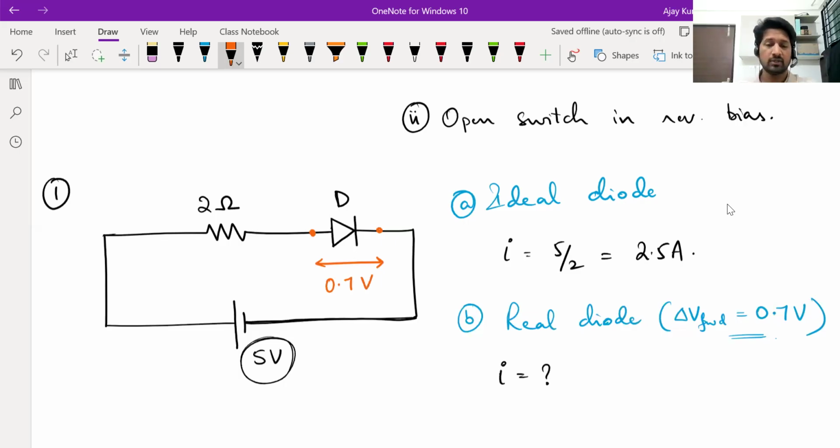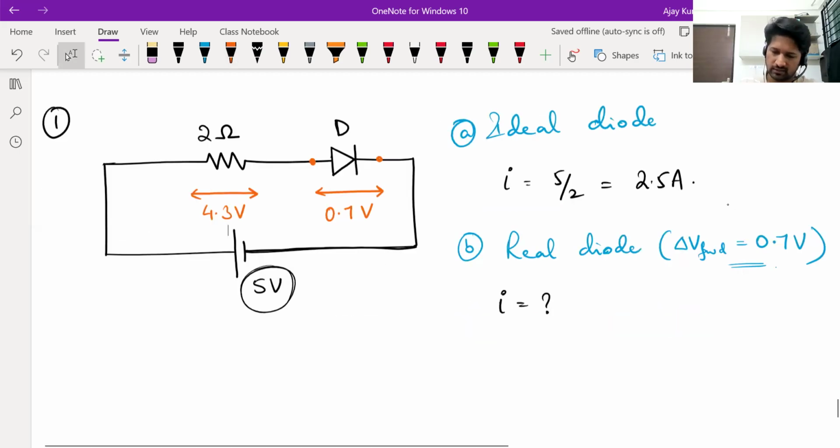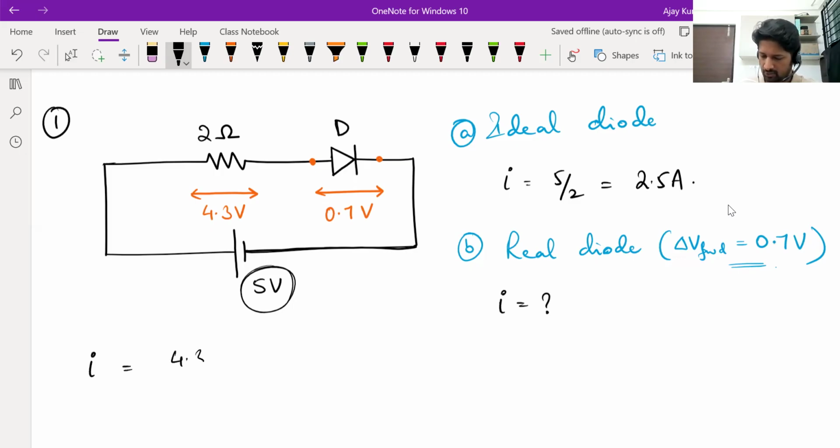Now, across the diode, if the voltage is 0.7 volts, then what will be the voltage across the resistor? Remaining voltage, 5 minus 0.7, 4.3 volts. And that is what results in current. Then the current here becomes 4.3 volts divided by resistance. That becomes 2.15 ampere. So this is how you deal with real diodes.